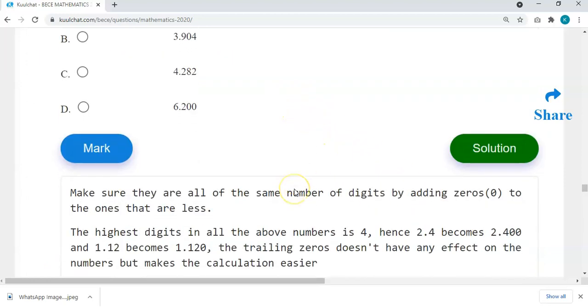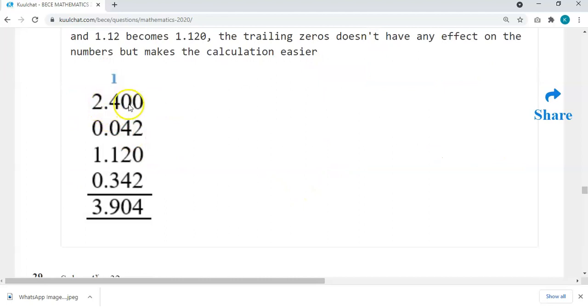But let's use the solution that changes them to the same number of digits. So here we put all of them in 4 digits. Like I said, the trailing zeros don't make any difference. So 2.4 is the same as 2.400; we just add 00 here. The last zero doesn't make any difference, so this is the same.